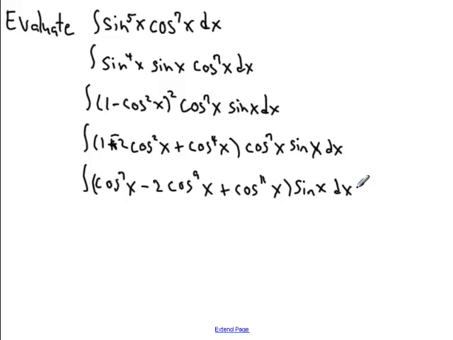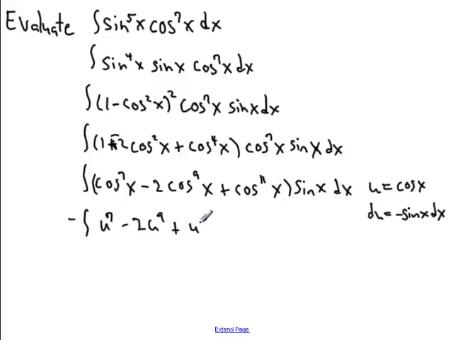And this can all very easily be solved with a substitution u is equal to cosine x. du is equal to minus sine x dx. And so we get minus integral cosine to the seventh just becomes u to the 7th minus 2 u to the ninth plus u to the 11th du.